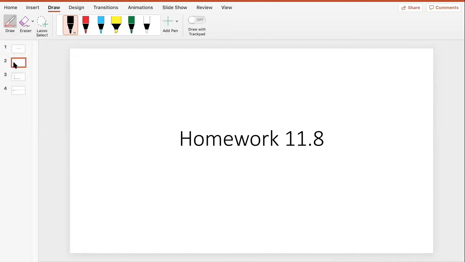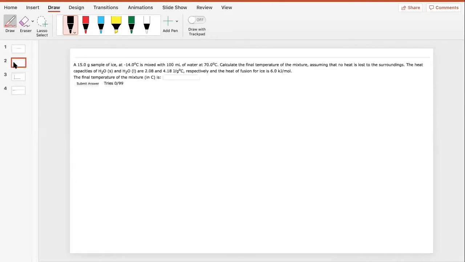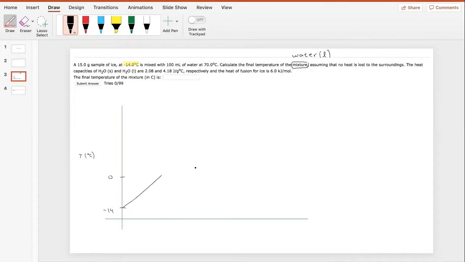Homework question 11.8 asks us to calculate the final temperature of the mixture, assuming that no heat is lost to the surroundings. So we see that we start at negative 14 degrees Celsius. We can assume that the final mixture will be water. So if that's the case, what has to happen to our ice is that it has to increase in temperature to 0 degrees. Once it increases to 0 degrees, which is its melting point, it has to have a phase change, which is represented by this flat line.